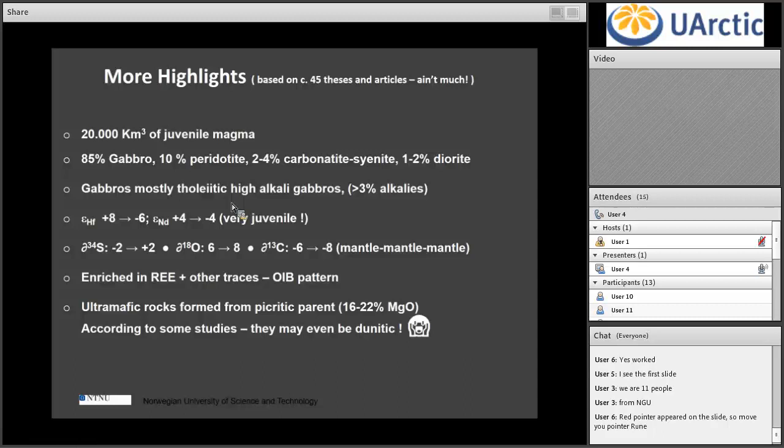And this pattern actually continues if you look at the stable isotopes in the next bullet point, where we can see that the sulfur isotopes are from minus 2 to plus 2, oxygen 6 to 8, and the carbon from minus 6 to minus 8, which is all really juvenile mantle values. Another clue to understand the origin of SIP is that it is strongly enriched in the rare earth elements plus other trace elements, and that we have a clear ocean island basalt pattern when we plot these compositions in trace element diagrams, or spidergrams, as they are called.